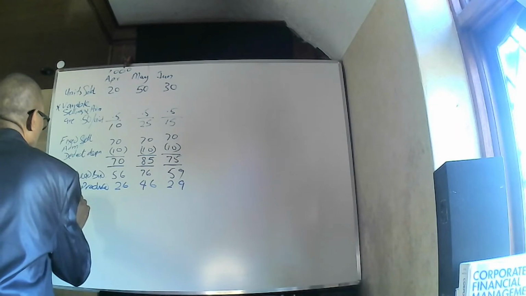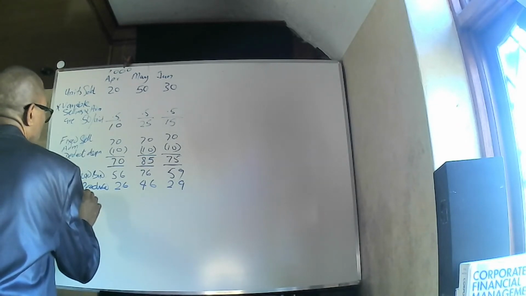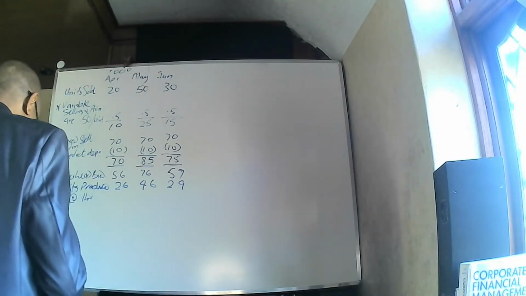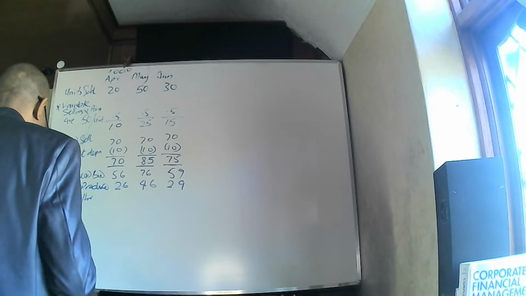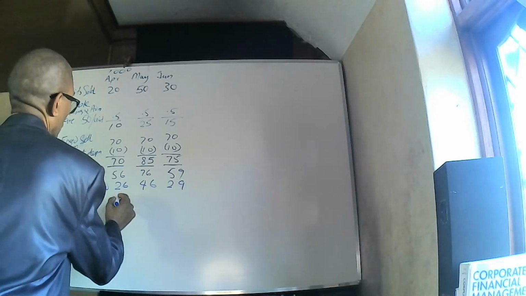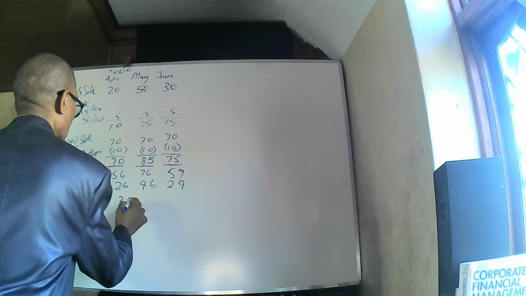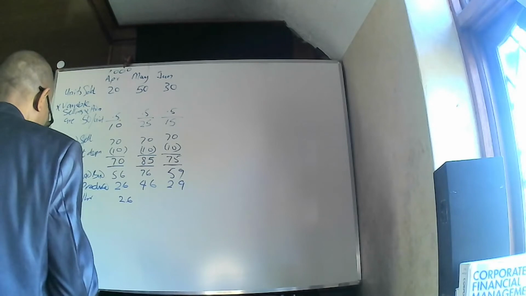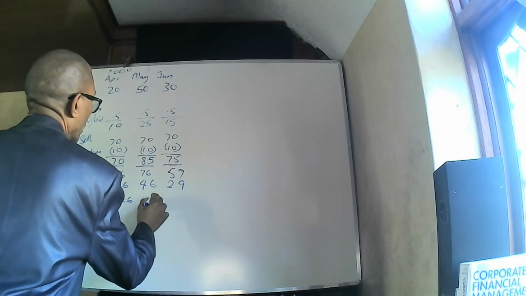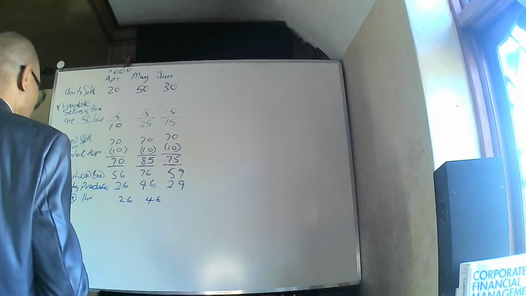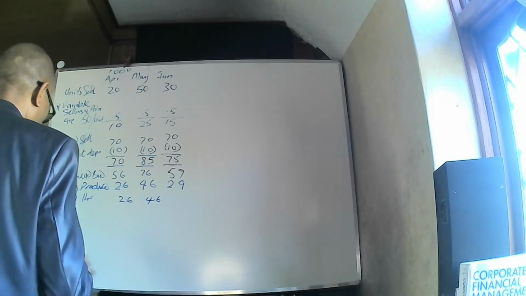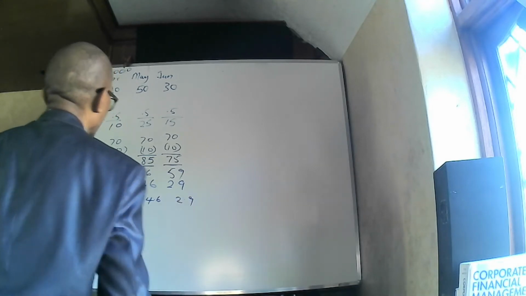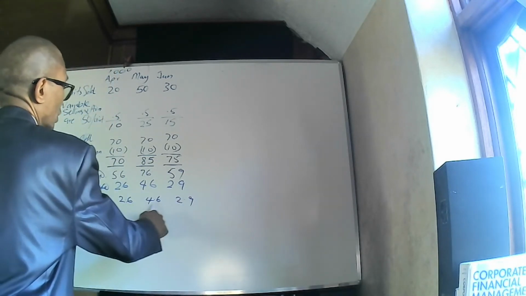At 0.1 hour, that will give us 26 times 0.1, 2.6 hours. 46 times 0.1, we got 4.6 hours, and 29 times 0.1 will give us 2.9 hours. Right, these are in thousands, remember.